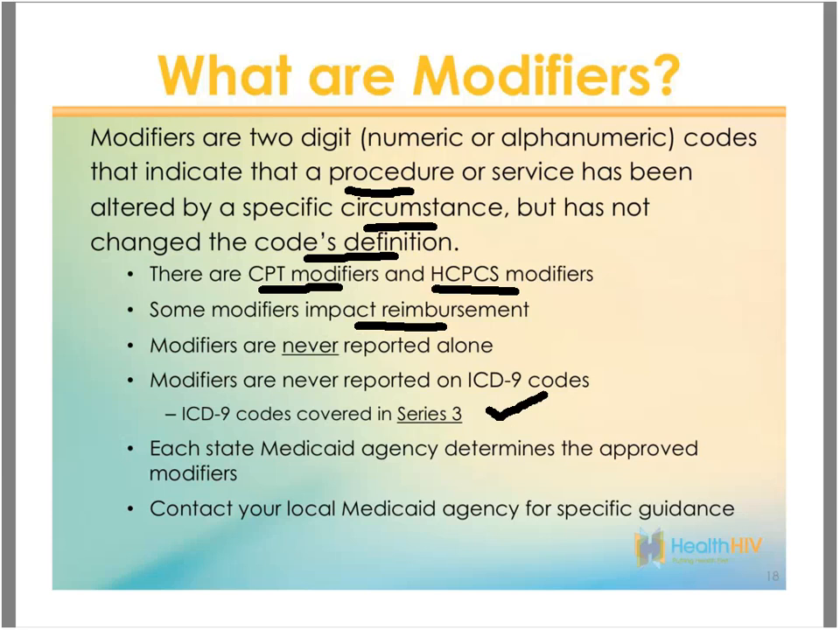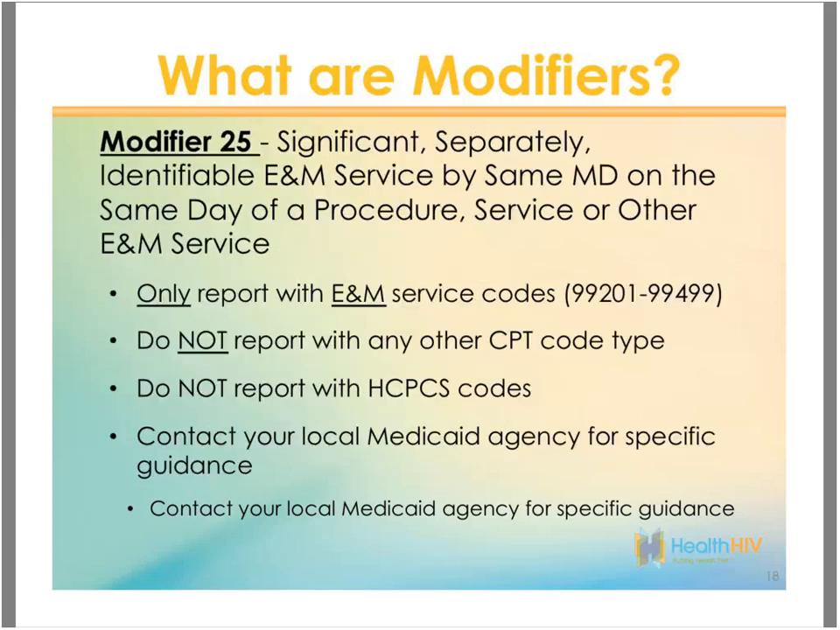Modifiers are never appended to the diagnosis codes, and in order to ensure that you're utilizing the most appropriate modifier and that it doesn't impact your reimbursement, you should follow up with your local Medicaid agency, and they will provide you with a list of the approved modifiers for the services in your state. This goes for your insurance carriers as well. Follow up with your insurance carriers, and they will inform you of the modifiers that are approved for their services.